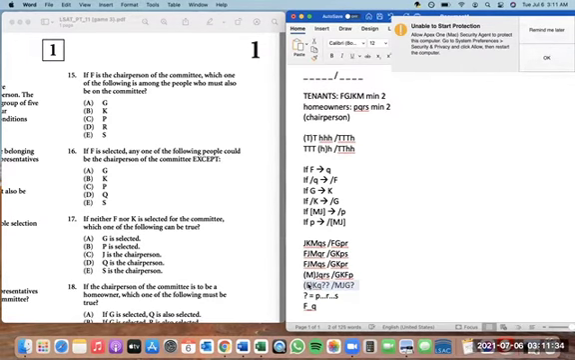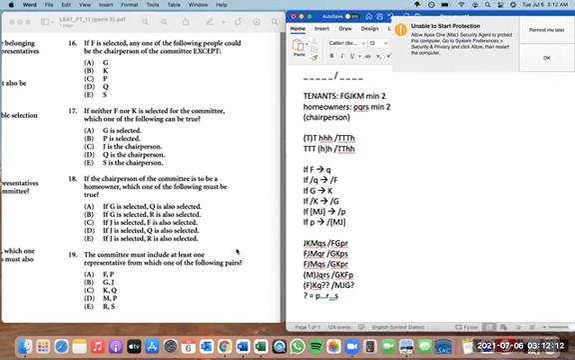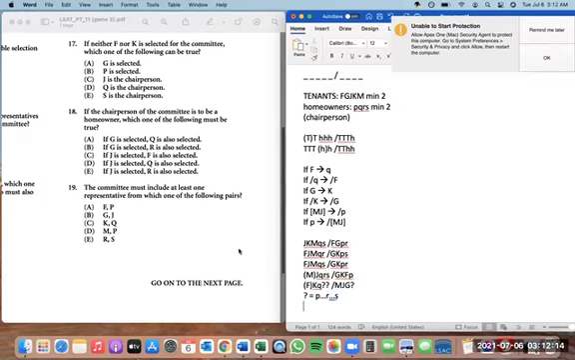So if F is selected, and the other player in that group of 2, if they're tenants in that group of 2, then it couldn't be F and G together, right? Which would have to be the case if G was the chairperson. So A is going to be the correct answer there. This one doesn't give us any extra acceptable solution. It just confirms the reasoning that we used for question 15, or reaffirms it, draws from it.